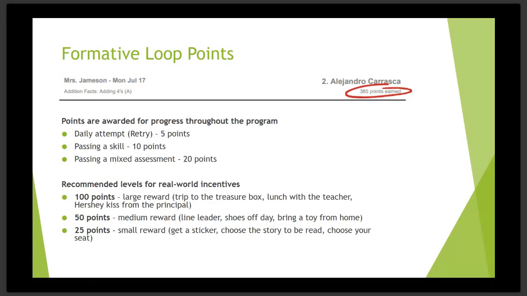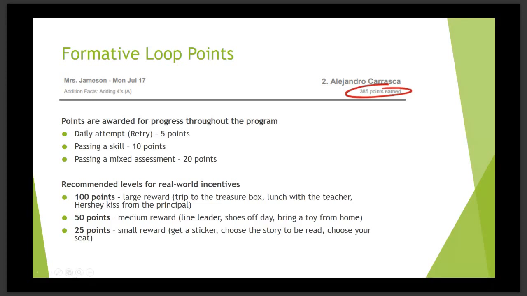When they do a skill that they've passed forward, they get 10 points. And then if they pass a mixed assessment, which you'll see in the fact units, we start with an assessment that goes across all of the different factors at the beginning. If they pass that mixed assessment, they get 20 points. So this is a way for you to have the students really engaged in making progress.